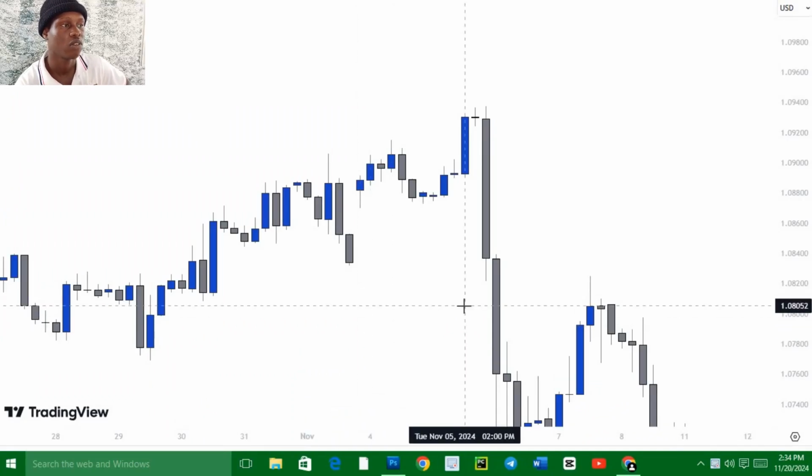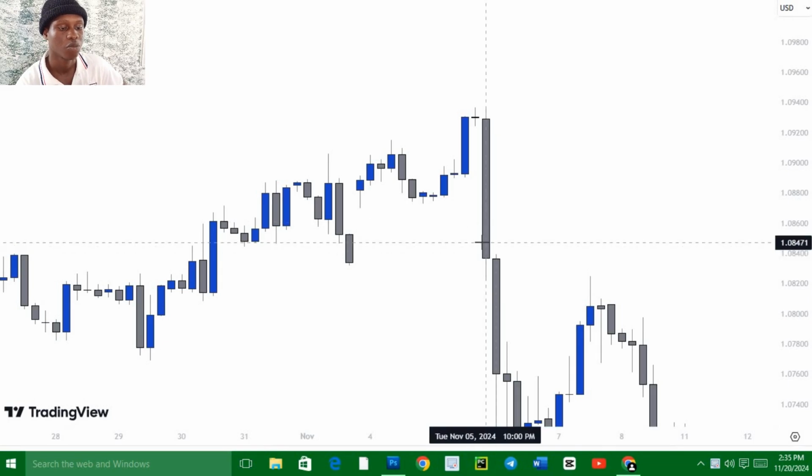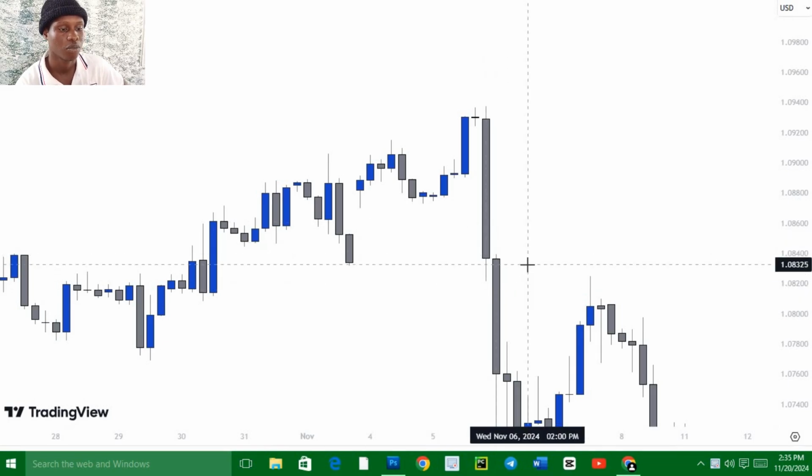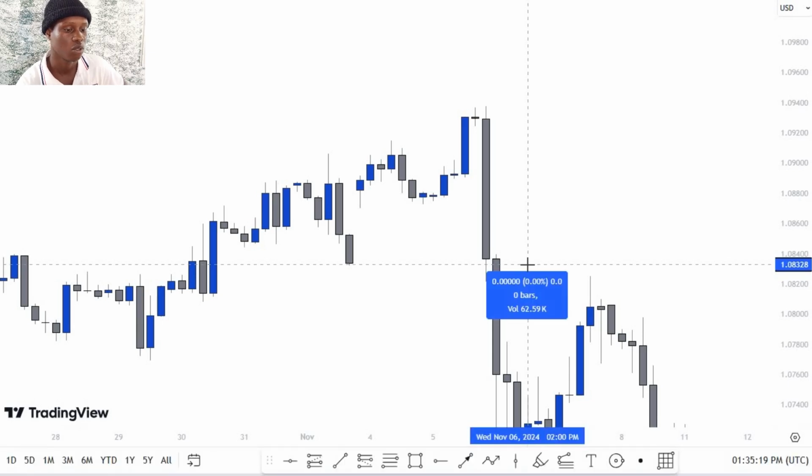So let's start with the fair value gap. What is the fair value gap? The fair value gap is an inefficiency in the market caused by volatility or red flag news. It's an inefficiency caused by volatility in price or red flag news, which is high impact news.